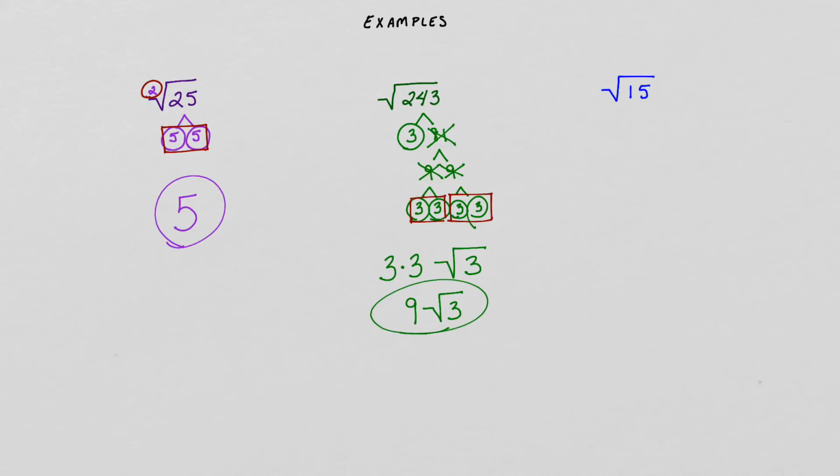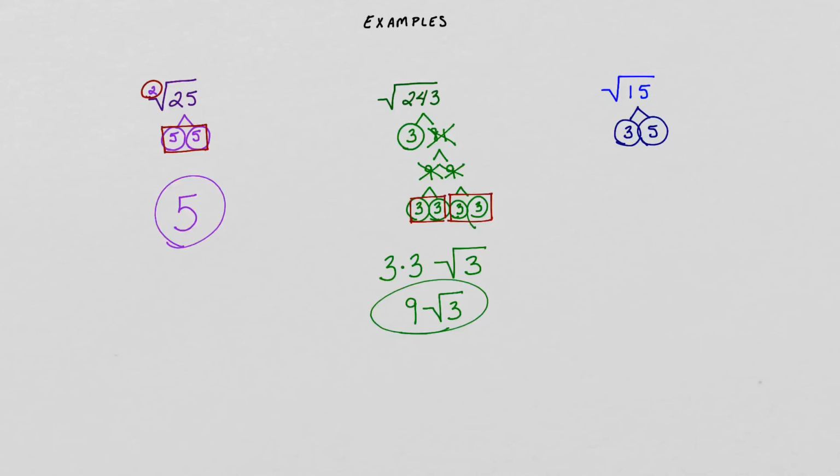Lastly, let's take a look at the square root of 15. Again, with prime factorization in mind, what two numbers would multiply to give me 15? That would be 3 times 5. Again, note 3 and 5, I cannot break down any further. These are prime numbers, so I have to stop here.